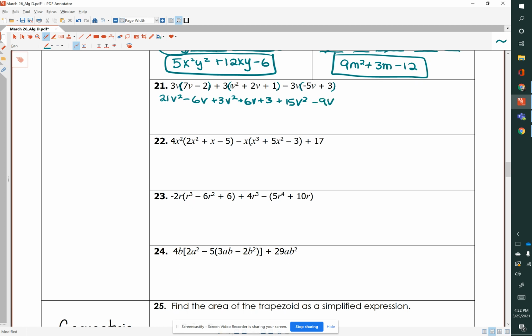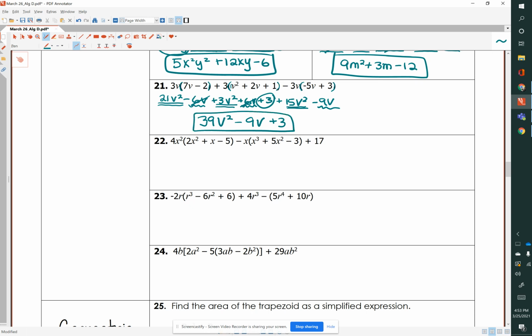So what can we combine? Let's look at v squared. We have 21 plus 3 plus 15, that's 39v squared. And then we have negative 6v plus 6v minus 9v. Well, the negative and the positive 6v cancel. That leaves us with negative 9v, and all we're left for a constant is the positive 3.